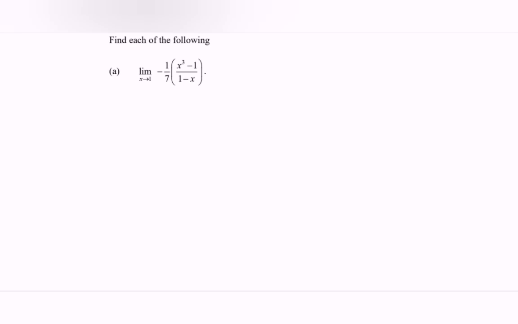Hello everyone, in this video I'm going to discuss the example for limits. Find each of the following. So we have the situation A. Kindly substitute the 1 into the situation. If we substitute 1 in here, we will have 1 minus 1, which equals 0, over, if we substitute 1 here, we will obtain 0 as well.